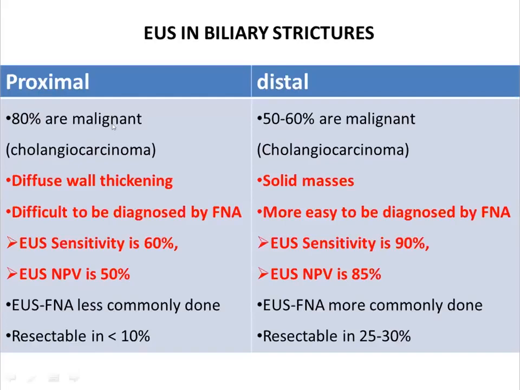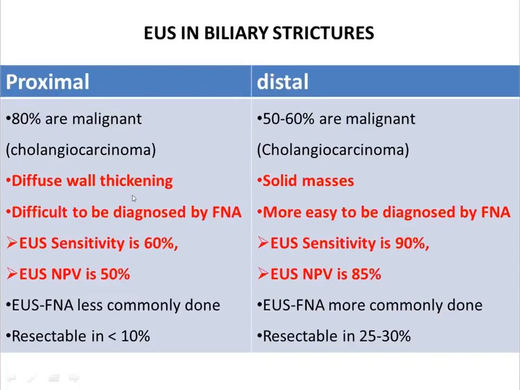80% of the proximal strictures are malignant, distal cholangiocarcinoma, and it is usually in the form of diffuse wall thickening, not in the form of a mass. So it is difficult to diagnose by FNA. The sensitivity here of FNA is only 60%, and the negative predictive value is 50%.